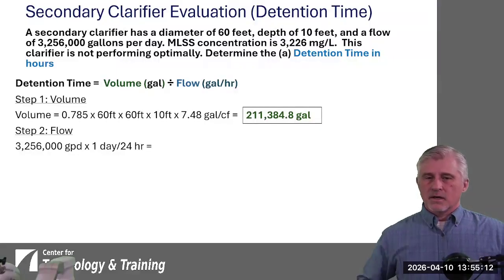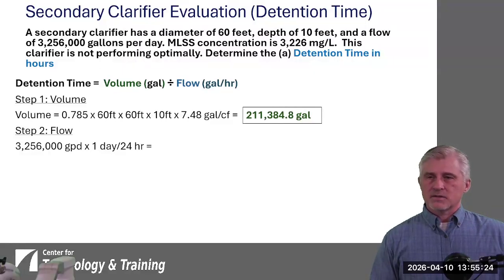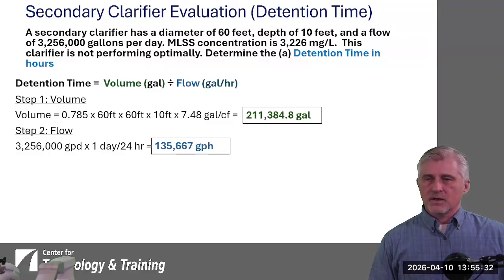The next step is we need to know what our flow is. We're given our flow in gallons per day, and we want to know our detention time in hours. So we're going to need to convert that to hours. And we do that by multiplying by 1 day per 24 hours. So that'll remove our day, and it'll give us a number in gallons per hour. It's 135,667 gallons per hour.